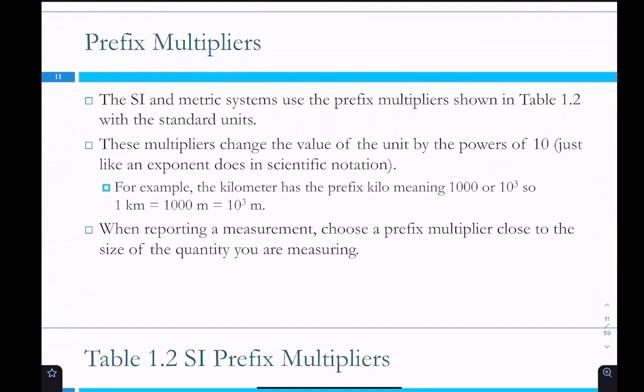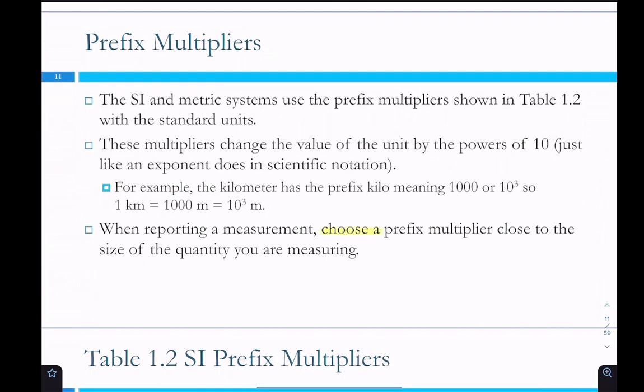All right, prefix multipliers. So SI and metric systems use what's really another shorthand for scientific notation, where we use prefix multipliers to very quickly indicate what is essentially scientific notation, right? So each of the multipliers will change the value of a unit by powers of 10, just like the exponent in scientific notation. So a kilometer has a prefix of kilo. And kilo means 1,000. So a kilometer is 1,000 meters. And so we could write that as 1 kilometer equals 1,000 meters, or 10 to the 3 meters equals 1,000 meters equals 1 kilometer.